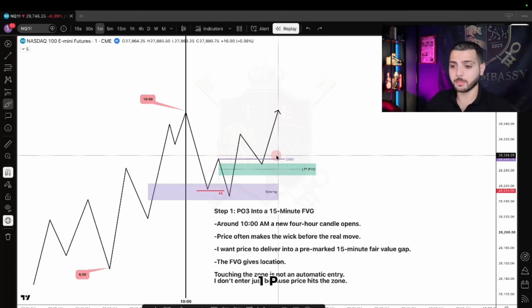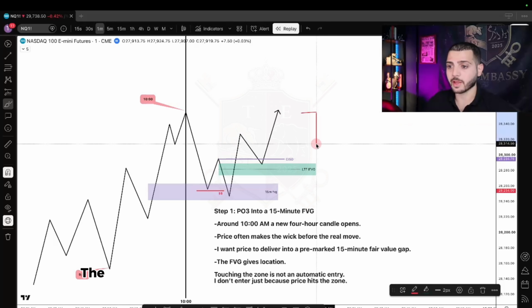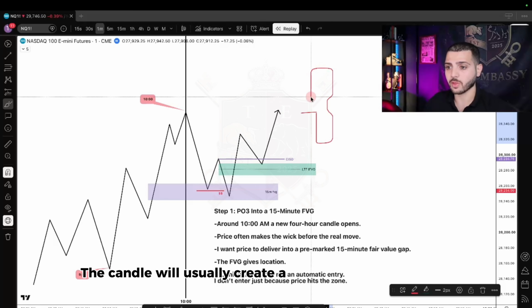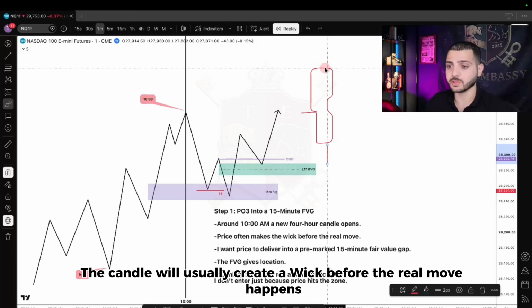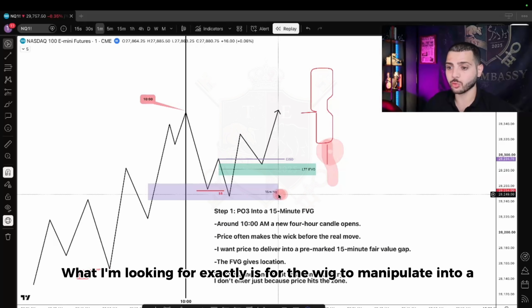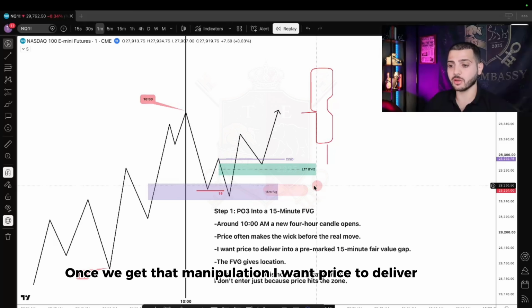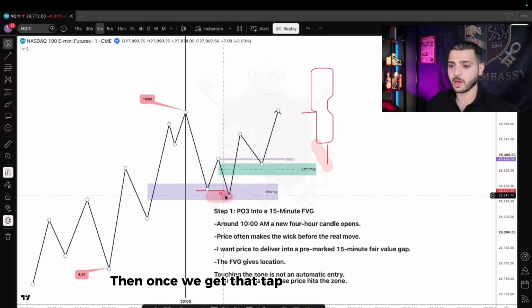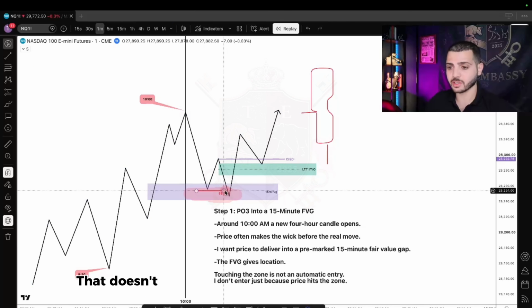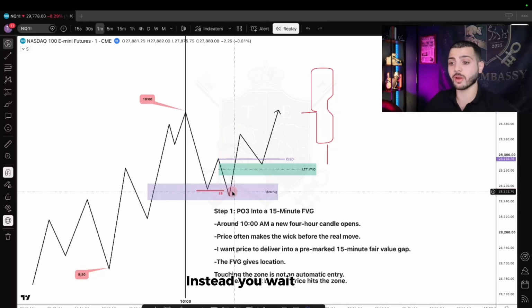Step number 1, PO3 into a 15-minute gap. At 10 a.m. Eastern Standard Time, a new 4-hour candle opens. The candle will usually create a wick before the real move happens. What I'm looking for exactly is for the wick to manipulate into a 15-minute gap. Once we get that manipulation, I want price to deliver into that pre-marked 15-minute gap. Then once we get that tap into the 15-minute gap, that doesn't automatically grant you an entry long or short. Instead, you wait for step 2.